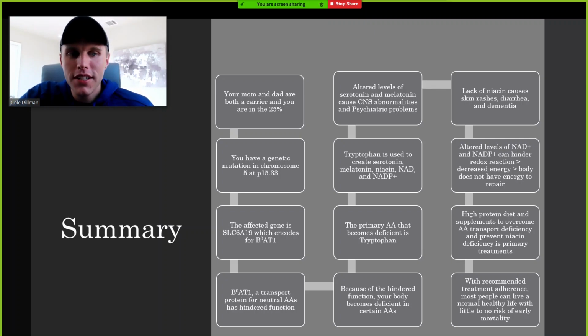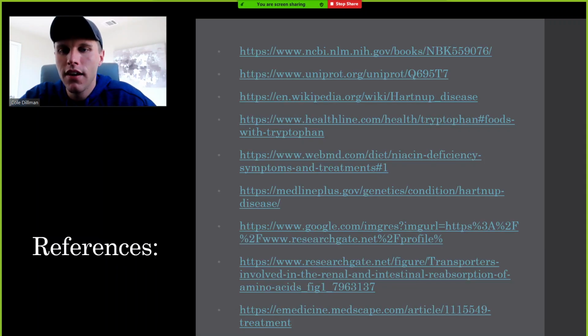Generally, a high protein diet and supplements can overcome the amino acid transport deficiency and prevent niacin deficiency. And along with that, as long as the patients follow the recommended treatment, most people can live a normal, healthy life with little to no risk of early mortality. Now, here are all my references.